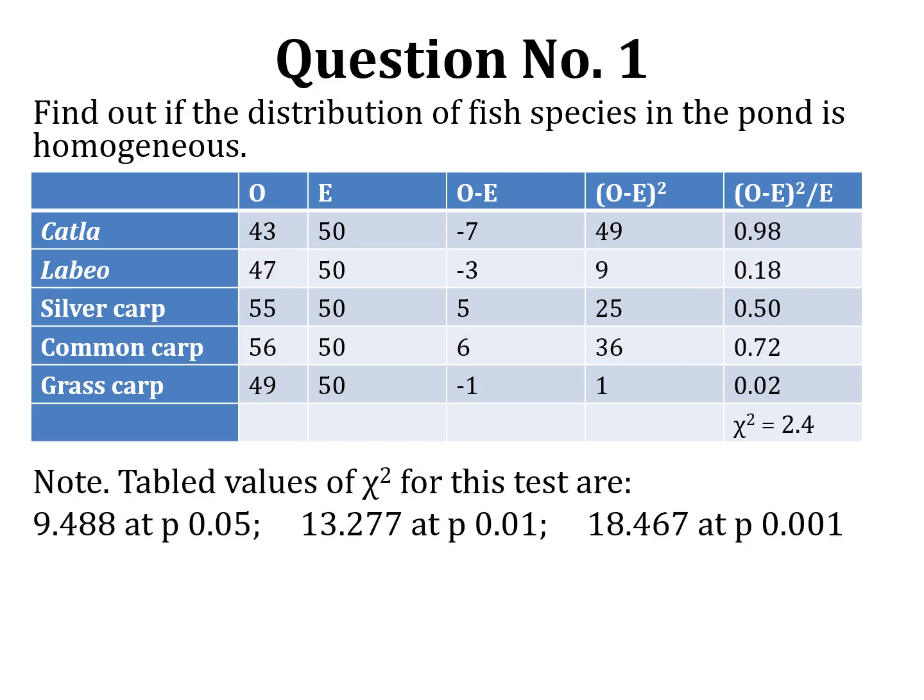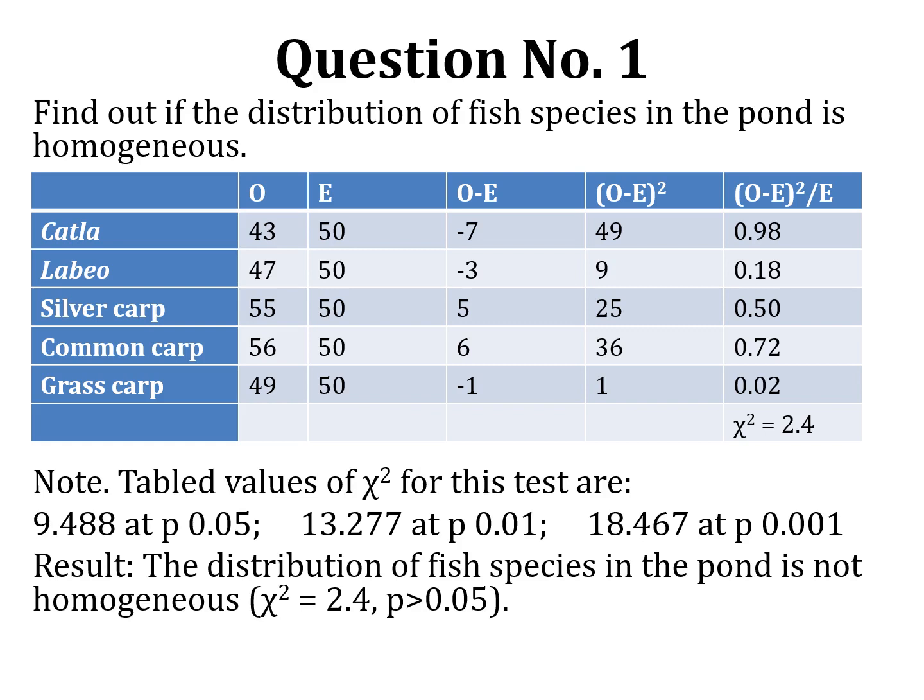Now the table values of chi-square for this test are 9.488 at probability 0.05, 13.277 at probability 0.01, and 18.467 at probability 0.001. And the result is the distribution of fish species in the pond is not homogeneous. Chi-square 2.4, probability greater than 0.05. So this is our question number 1.